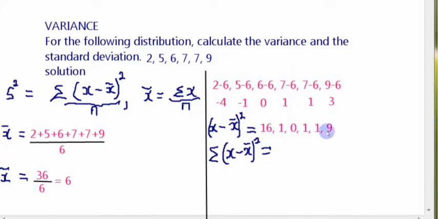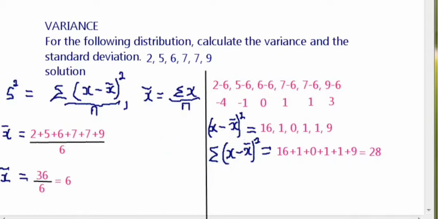So the next thing is the summation of these. We have to add everything we have here: 16 plus 1 plus 0 plus 1 plus 1 plus 9. Using our calculator, if we add all of this, we get 28. So the summation of the bracket of x minus x bar raised to power 2 is 28.